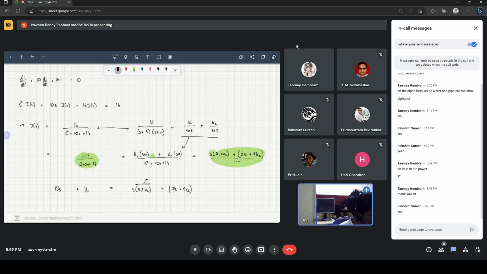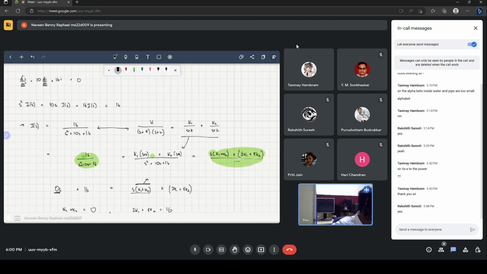So 16 plus 0s is equal to 2k1 plus 8k2 plus s times (k1 plus k2). That means s times (k1 plus k2) must be matched to 0 times s, and that means k1 plus k2 is equal to 0, and likewise 2k1 plus 8k2 is equal to 16. This allows you to solve for what k1 and k2 are.